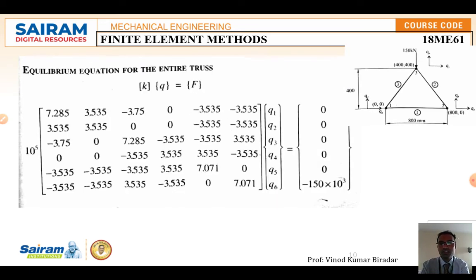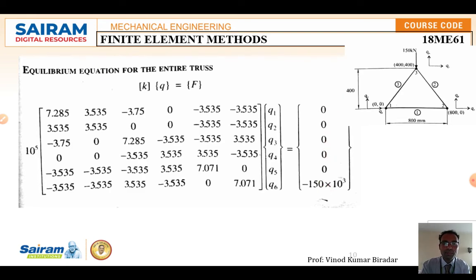After that, I substitute the equilibrium condition. This is the next step: the equilibrium equation for the entire truss, which is given by K Q is equal to F. So K we calculated, substitute the value here. Don't forget to write this, it is also very important. Q is Q1 up to Q6 and the force values are F1 to F6.